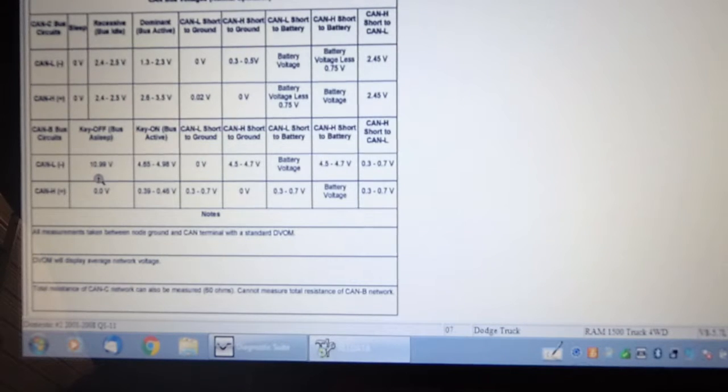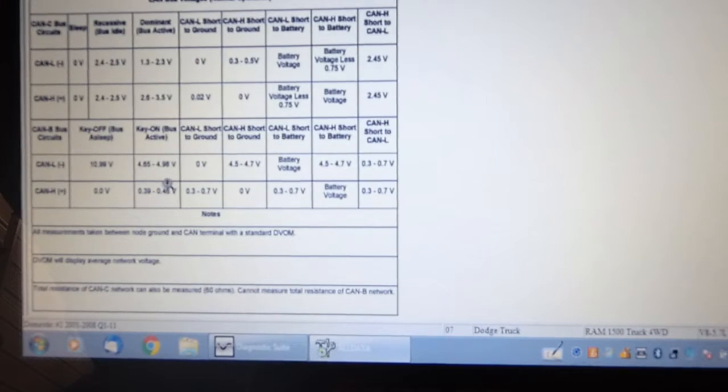CAN L, which is low, is 10.99 volts with the bus asleep. CAN H is 4.65 to 4.98 volts. And the other one is 0 to about 0.5. No wonder, I'm looking at this circuit and it doesn't work the same way as the CAN C circuit. It's completely different.